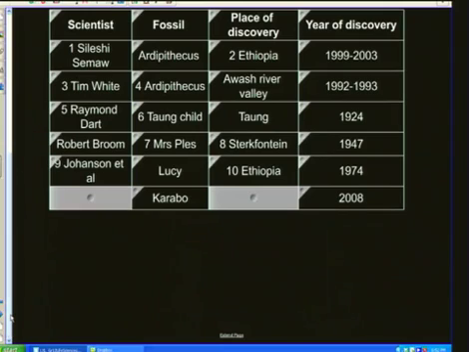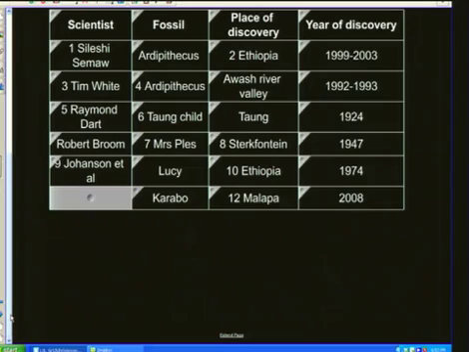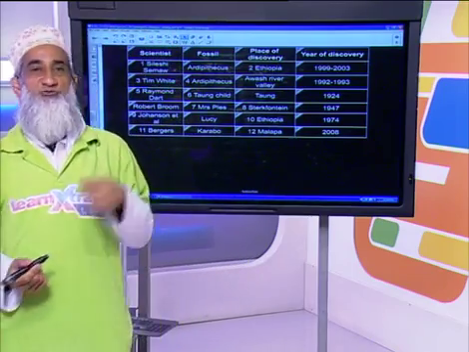Karabo was found where? Malapa site. And by who? Matthew Berger. Can we say so? No. Why not? He's not regarded as a scientist. He was the son of the scientist Lee Berger. I put Bergers there because it was found by both of them. And who are you and I to decide who's a scientist and who's not a scientist?